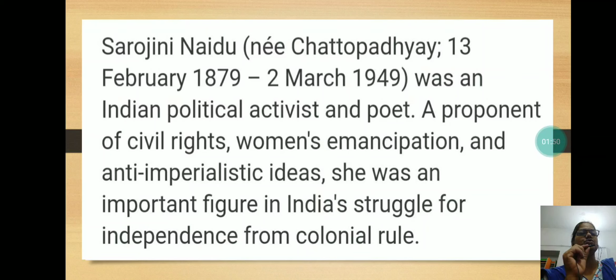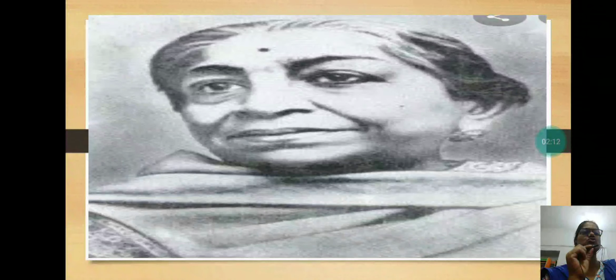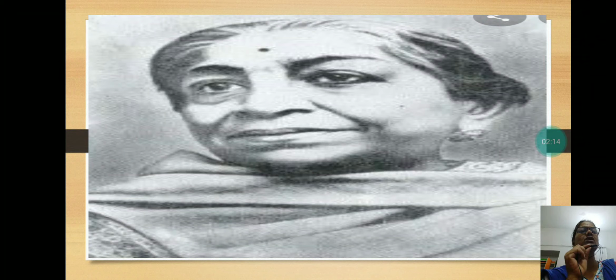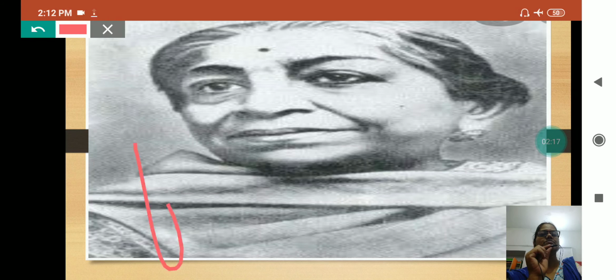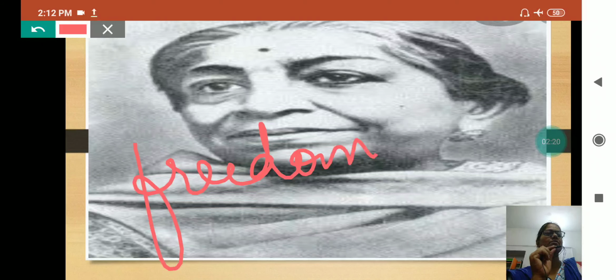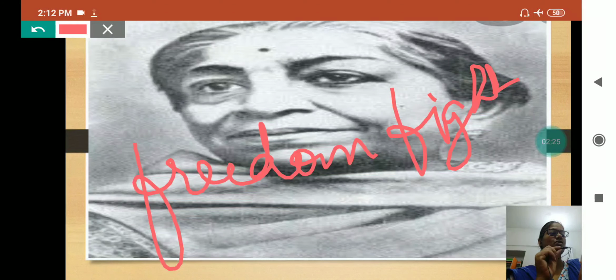Now Sarojini Naidu. She was an Indian politician, activist and poet. Proponent of civil rights, women emancipation and anti-imperialistic ideas. She was an important figure in India's struggle for independence from colonial rule. Even Vijaya Lakshmi Pandit was also the part of that, and Sarojini Naidu was also a freedom fighter. And she was the first woman governor of a state in free India.